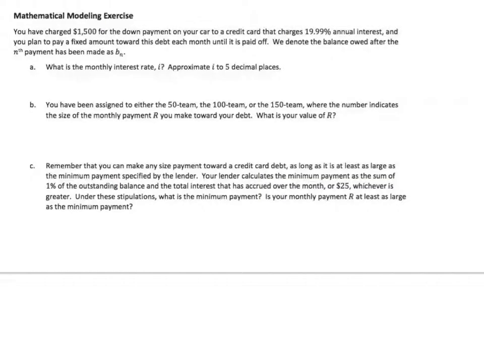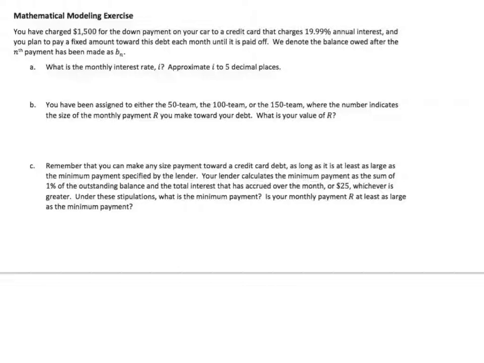So we're going to model an exercise to talk about credit cards. You've charged $1,500 for the down payment on your car to a credit card that charges 19.99% annual interest. Technically, I don't think you can do that, but it's all right. We're not going to argue with our mathematical modeling exercise.